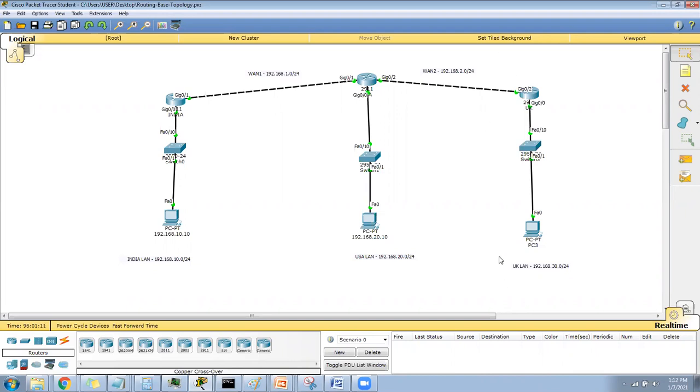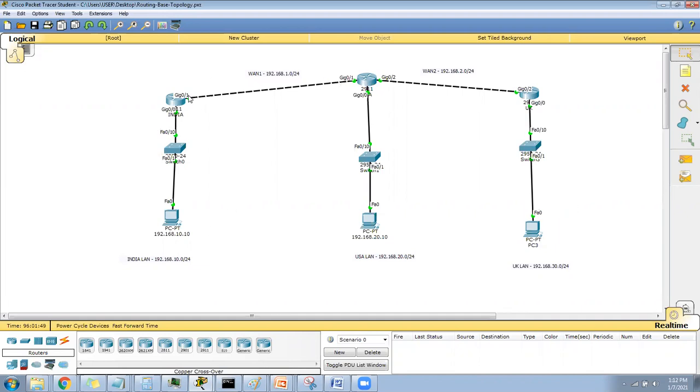Okay, now to reach UK LAN, what will be the next hop for USA? To reach UK LAN, the next hop will be this one. See, the direction changes, the next hop changes. If the direction is the same, like in India, where it was going in one direction only, all the routes were on this right side, so the next hop is the same. But in this case, one next hop is on the left side, one next hop is on the right side.